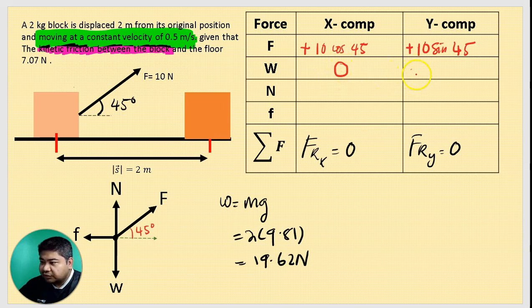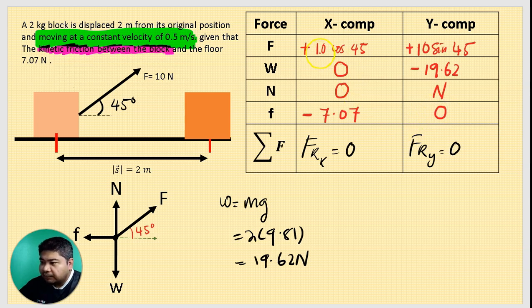So the x component is 0. Weight only has a y component, so we have negative 19.62 here. Normal is also a one-dimensional vector only in the y direction. So the x component is 0, and we do not know the value of N, so we're just going to put N. Friction is opposing the force, so friction is going to be negative 7.07. Friction is also one-dimensional, so the y component of friction is 0.